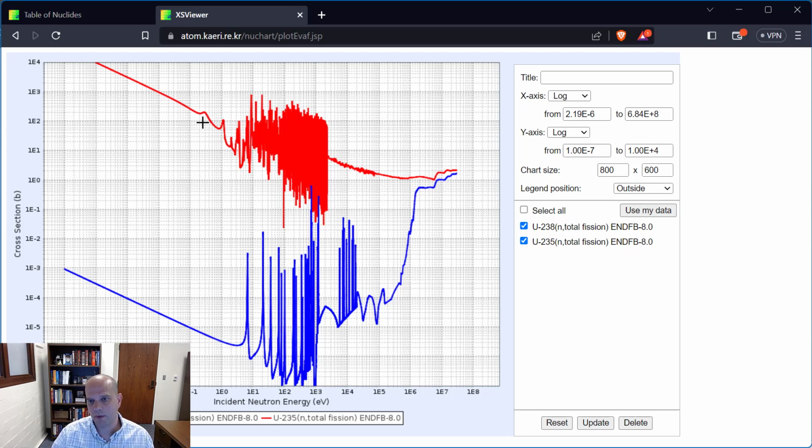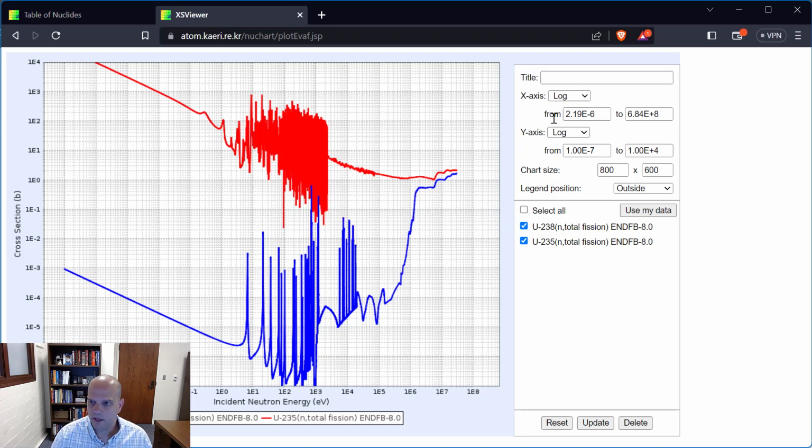and I mean this is why we want 235 instead of 238, because the fission cross section is orders and orders of magnitude higher. I mean, we're talking about 6 to 7 orders of magnitude higher for the U-235 than it is for the U-238.